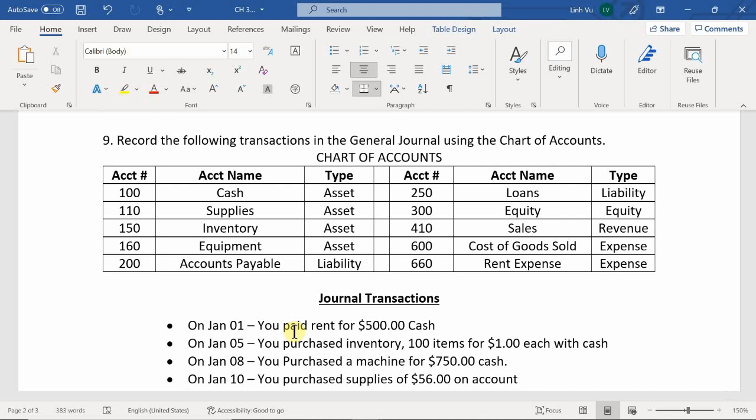Now, did I increase my equipment or did I decrease my equipment? Increased. You increased it, and it's an asset, so you would most likely debit the account. Now, how did I pay for it? I paid for it with cash. Now, did I increase my cash flow or did I decrease my cash flow?